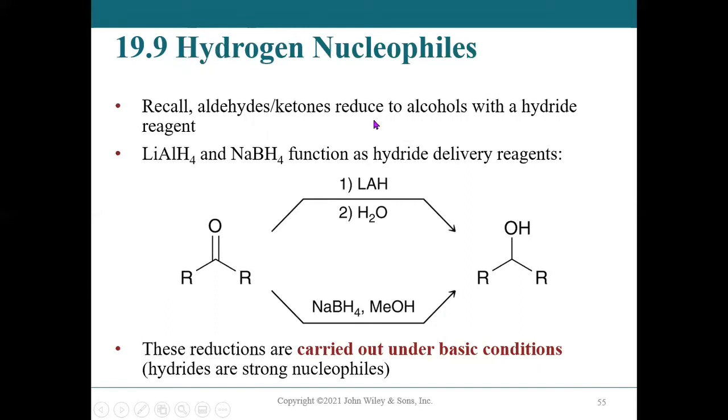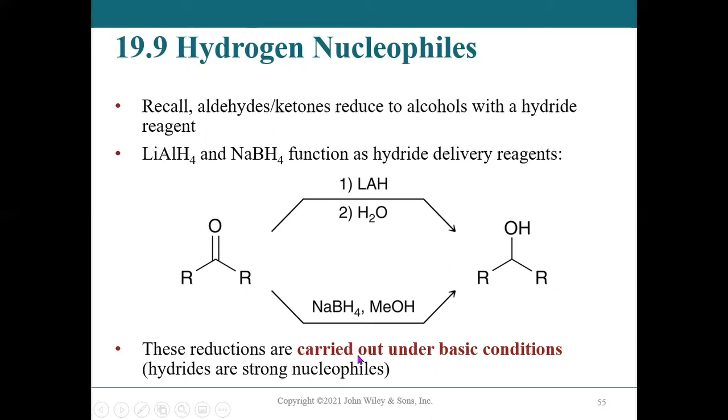Aldehydes and ketones are reduced to alcohols with a hydride reagent like lithium aluminum hydride or sodium borohydride. So this is called LAH. It functions as a hydride delivering reagent. So we have, for example, this carbonyl carbon here, and we can use LAH. Then we work up with water to produce the alcohol. If you use sodium borohydride, you don't have to use two steps. Sodium borohydride in methanol will reduce this carbonyl to the OH in one step.